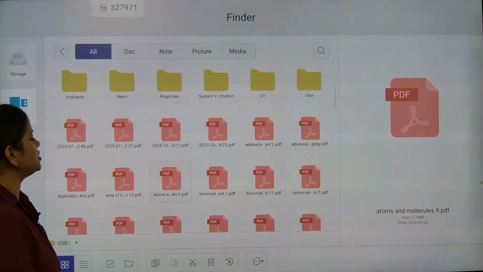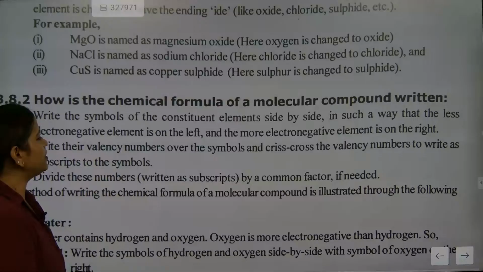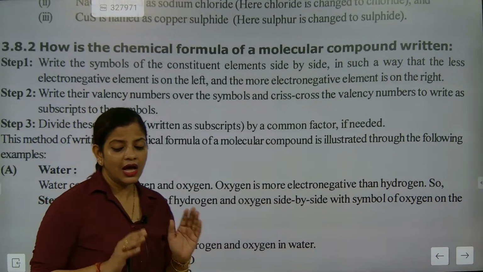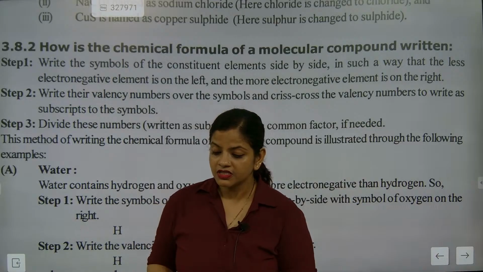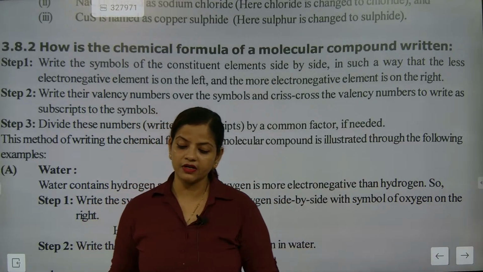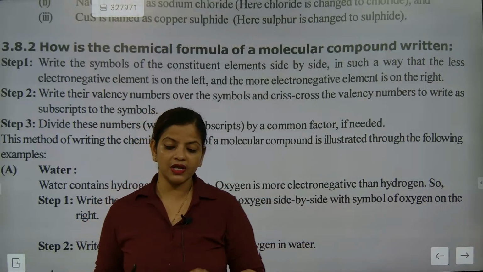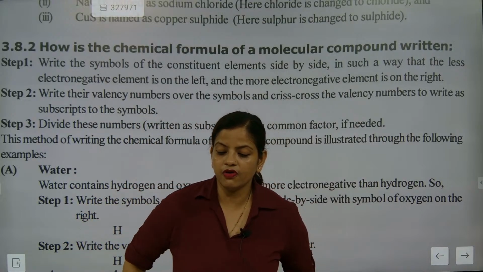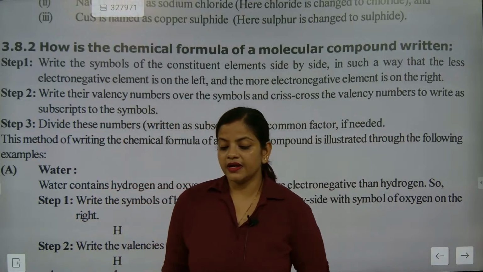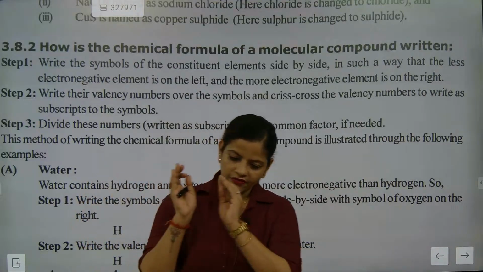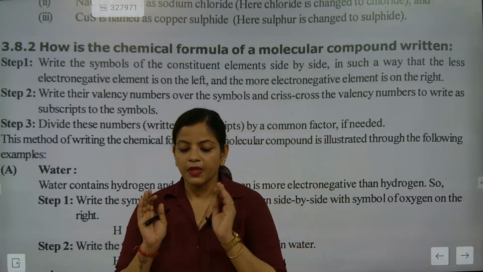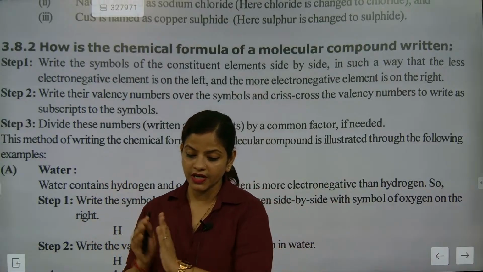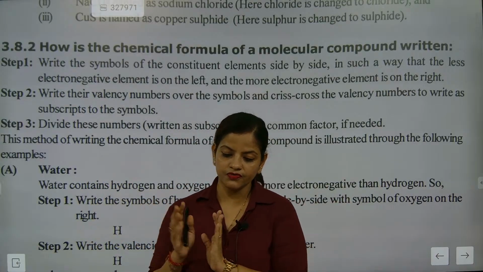Now let's go to the next part, beta. When we talk about this part, we need to understand one by one how to write the chemical bond. The simplest whole number ratio of atoms is called the empirical formula. That's the absolutely correct answer, beta. So whenever we give the empirical formula, we write the content as it is and represent it like that. Now what we are going to do: write the symbols of the constituent elements side by side. This is the first rule.